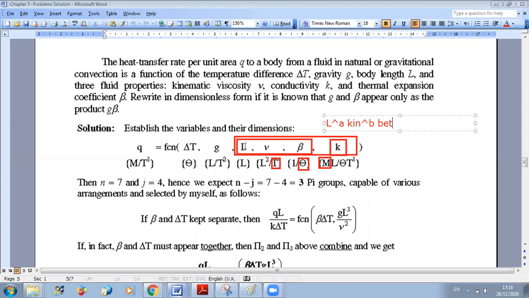Try to do a group between L and mu. Can you do it? Try to do a group between L and beta. Can you do it? No. Why can't you do it?